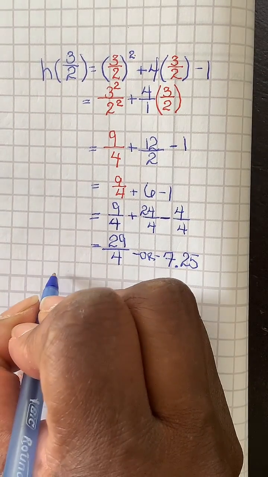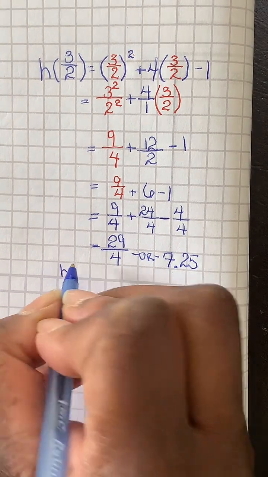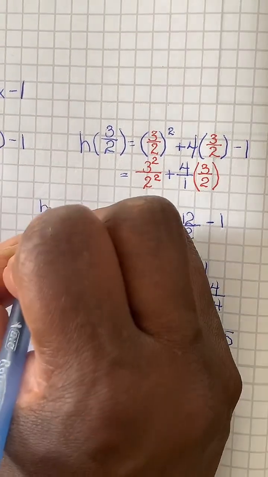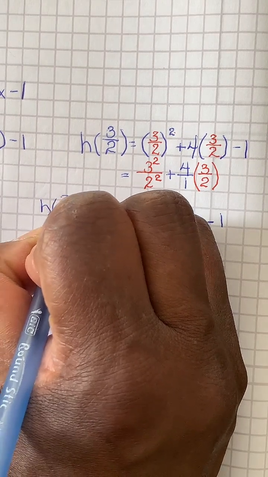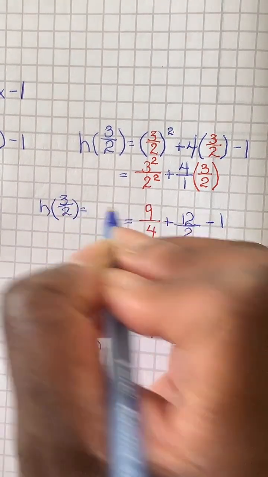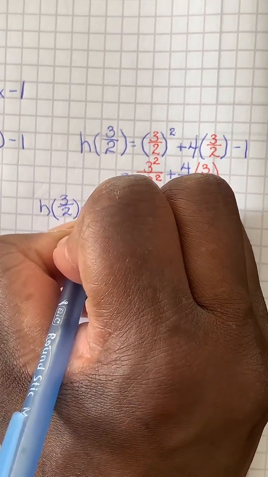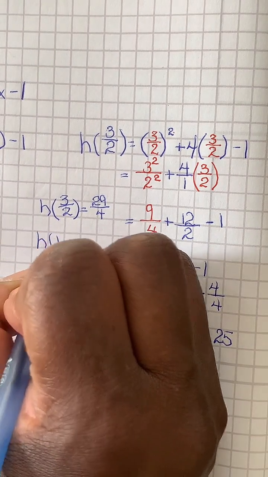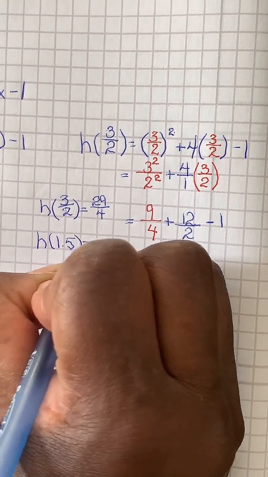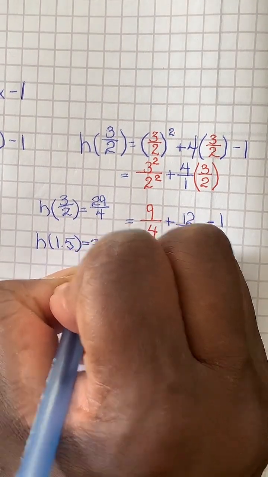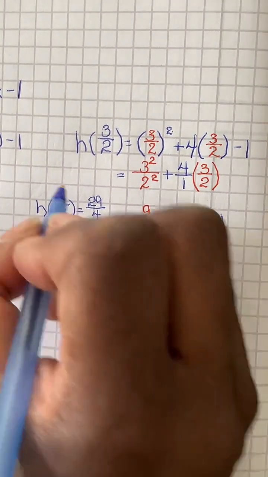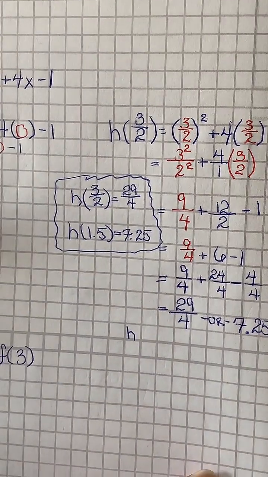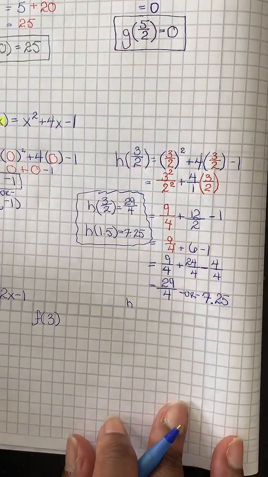So this you can write as h of, actually I'm going to put it up here. I think you can see it. So h of 3/2 gives you either 29 fourths, or if you wanted to do h of 1.5, it will give you 7.25. So that will be your official answer.